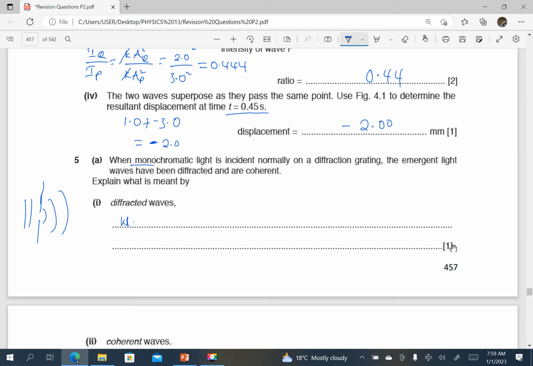So here we are saying waves spread. The word spread is very important. At each slit, or call it gap, because we are talking about a diffraction grating which is made up of numerous slits or gaps. So the waves spread at each slit or gap into regions of geometrical shadow.